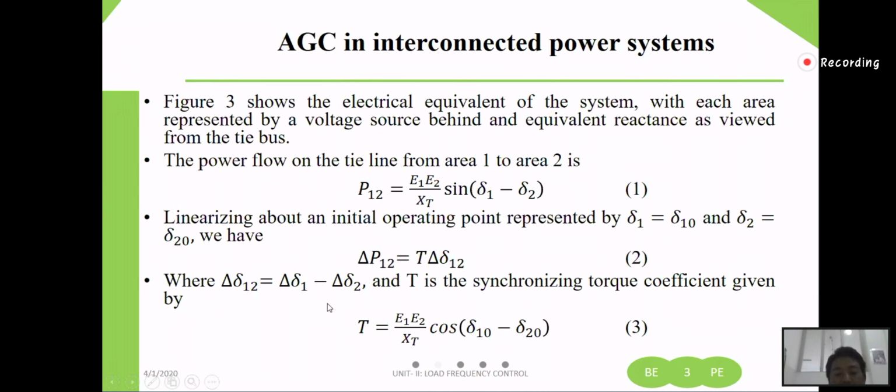If you linearize this, it is represented by equation number 2, where del 12 is equal to del 1 minus del 2, because power is flowing from area 1 to area 2, which means area 1 is at a higher potential than area 2. And what is T? T is the synchronizing torque coefficient. It also comes from the basic swing equation, and is given by T equal to E1 E2 by XT times cos of del 1 0 minus del 2 0. We write del 1 0 and del 2 0 because we have linearized equation number 1. This is the basic equation for a two area system.